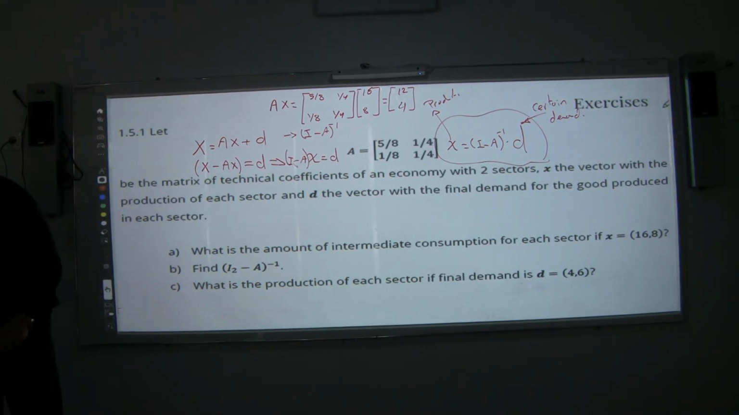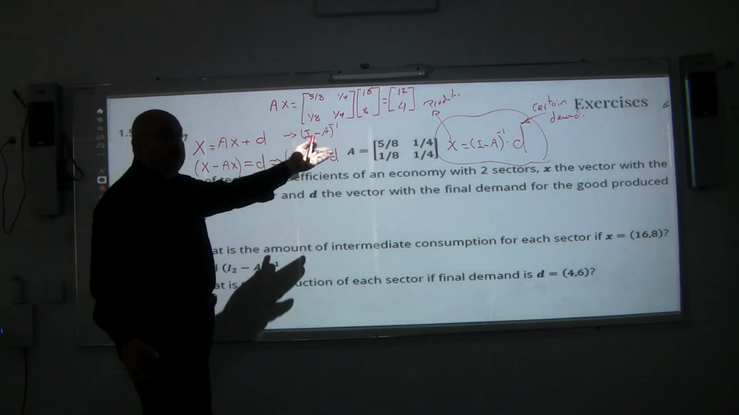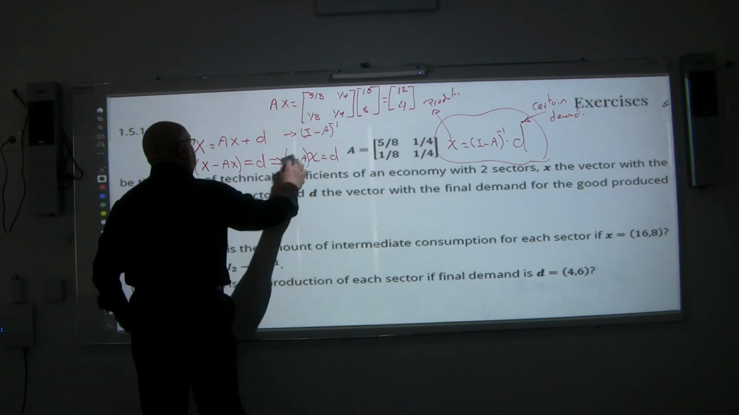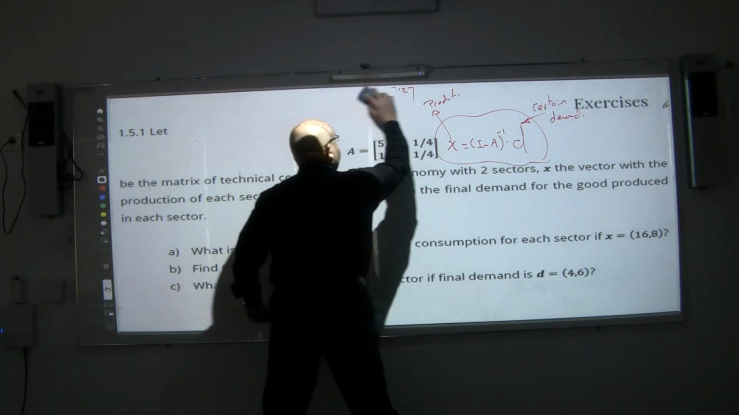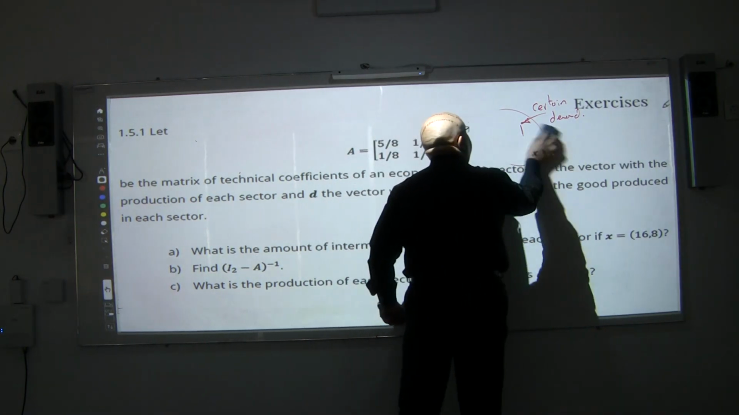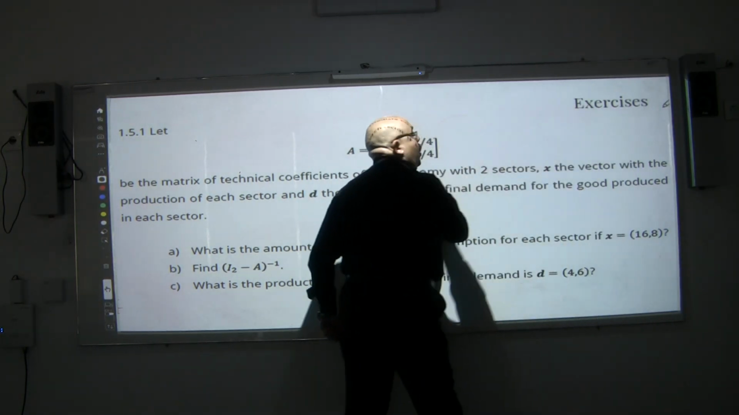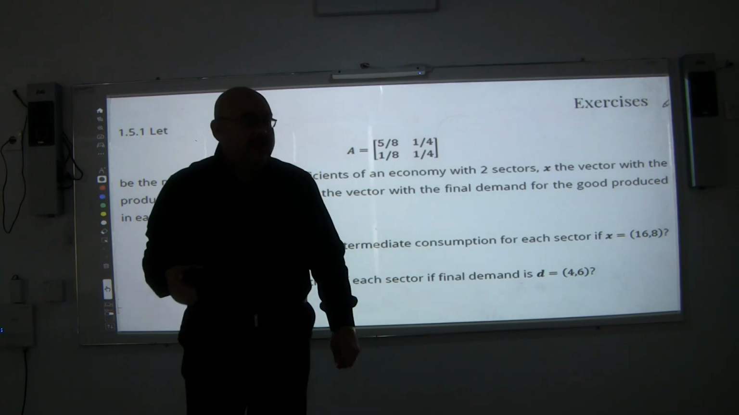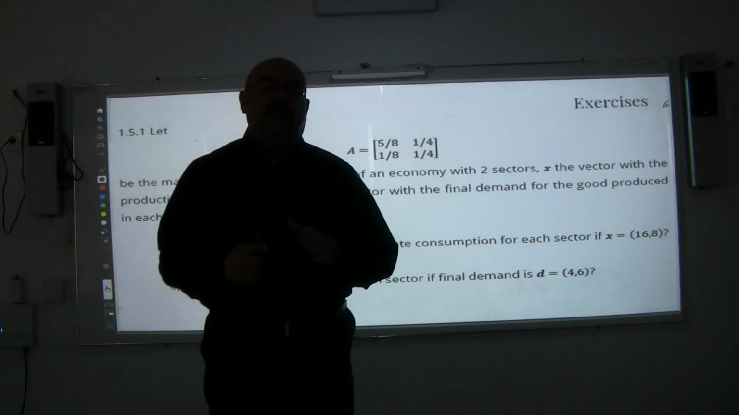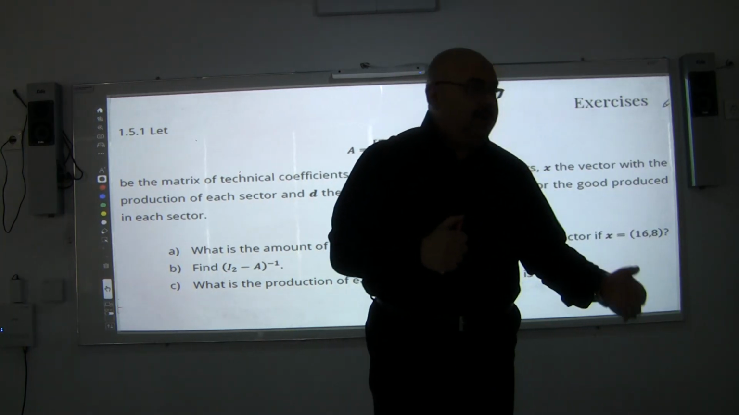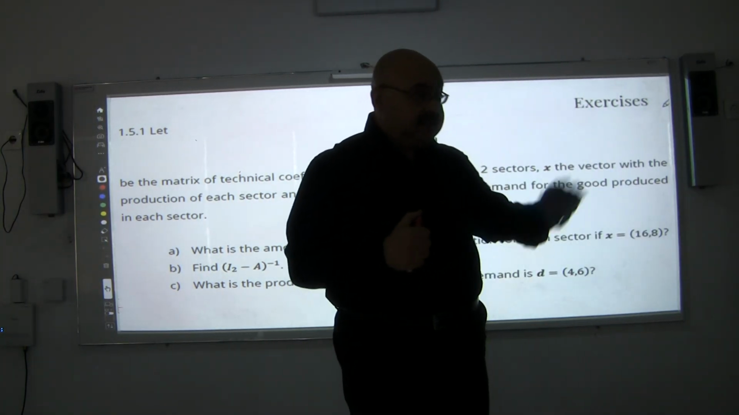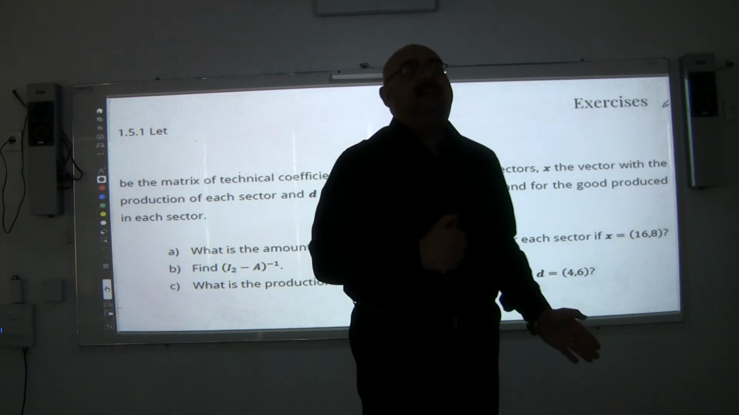Okay. When are you going to use this formula, I minus A to the power of negative 1? When are you going to use it? I am going to use it if it is required to find a production to meet a certain demand. I will use the inverse Leontief matrix. We will talk about it in the coming slides.